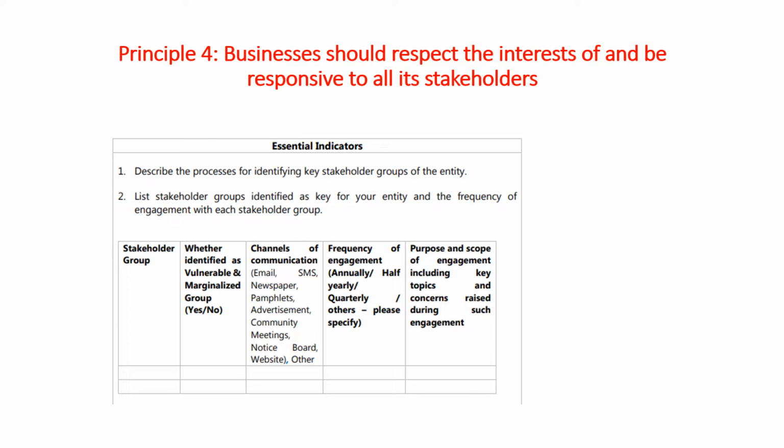Whether you identified some people as your stakeholder group, whether they are vulnerable or marginalized, and how you are communicating with them. Is it through email, SMS, paper, pamphlet, meetings, notice board, website, etc.? What is the frequency of engagement with them? And what is the purpose and scope of engagement, including key topics and concerns raised during those engagements?